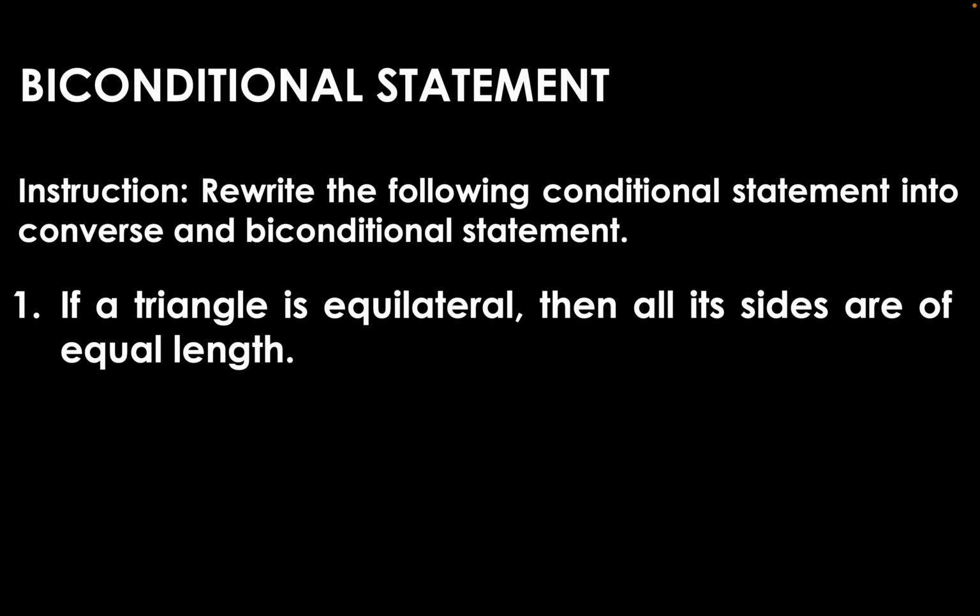So the instruction is we need to rewrite the following conditional statements into converse and biconditional statements. We have here the given conditional statement. Now, why do we need to use the conditional statement and converse statement in finding the biconditional? Because later on in the truth table, we also need to identify first the conditional and converse statements, so that we can get the result for the biconditional statement.